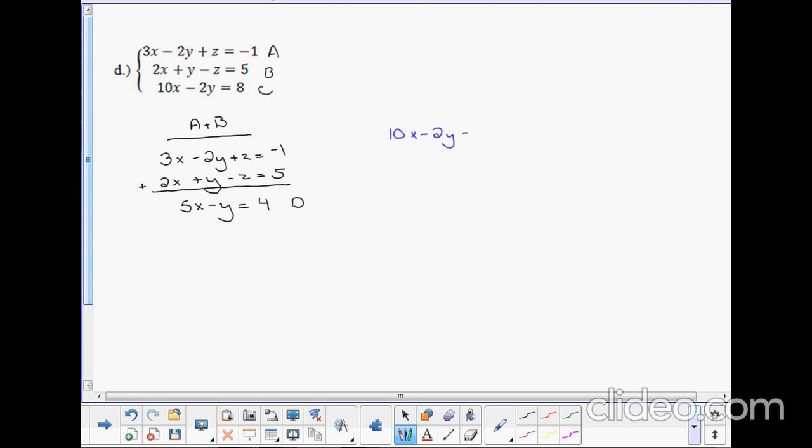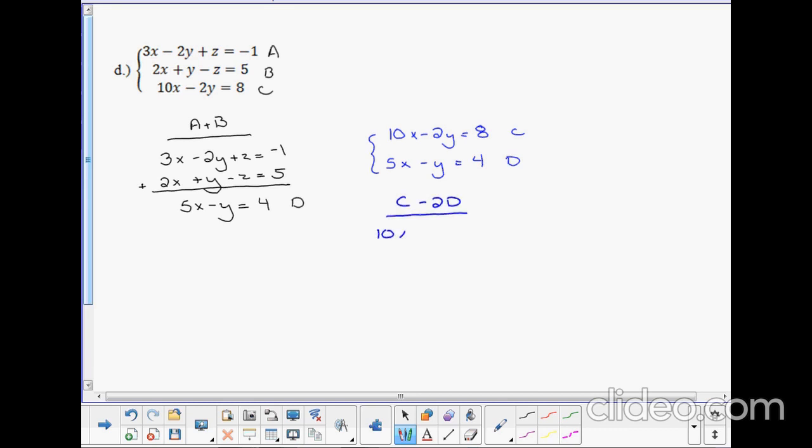10x minus 2y equals 8, and 5x minus y equals 4. Now you may notice something about this system. So this was equation C, and this was equation D. You might notice something about this system, but let's again take a look at what happens if I try to algebraically work through this. So I'm going to take C and add to that -2 times D, or subtract 2D.